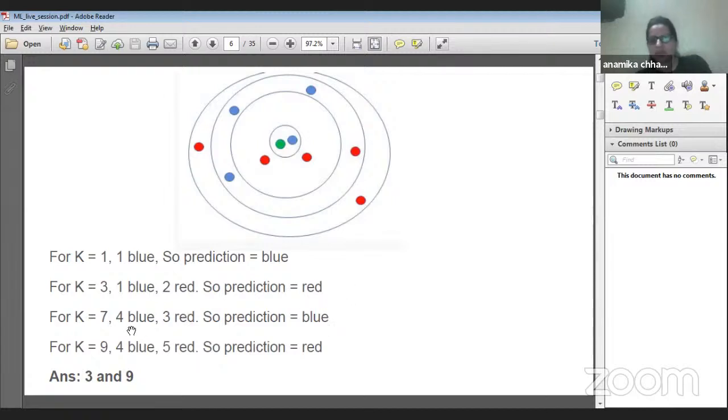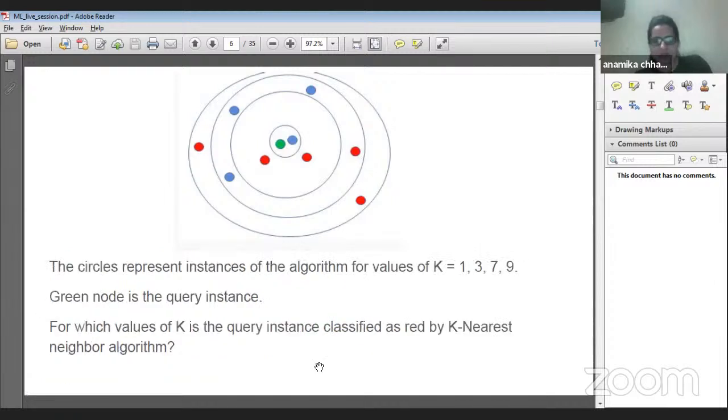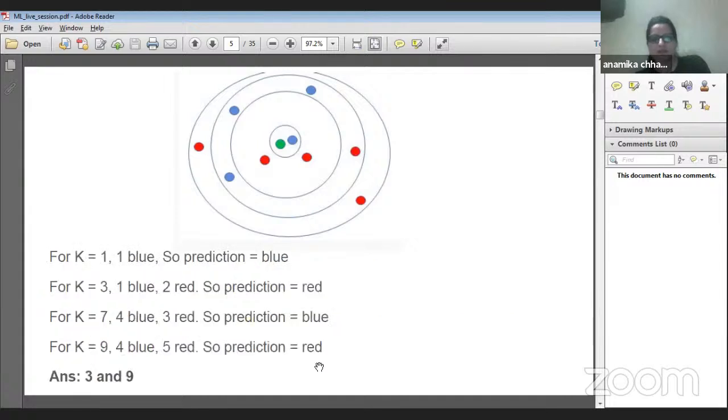For k is equal to 7, you have to count all of them, the ones which are in the inner shells as well. So we have 4 blue and 3 red. The majority is blue, so we output blue. For k is equal to 9, we have 4 blue and 5 red, so majority is red. The question was, for which values of k the instance is classified as red. So we get k is equal to 3 and 9. Correct. That's very simple. You just have to see what they are asking, what is given in the figure, and just count them out.